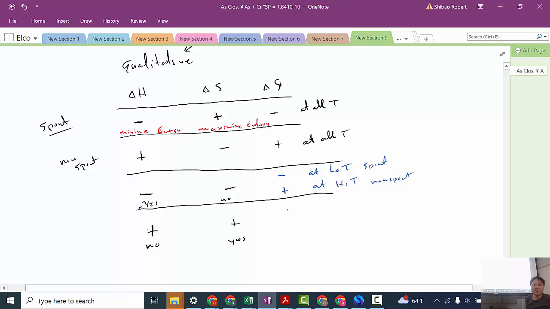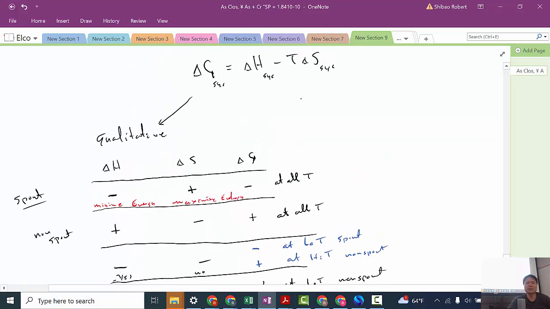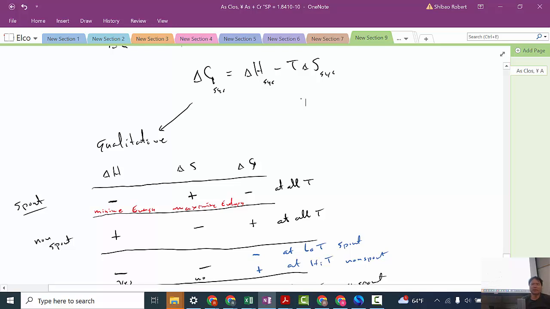Then the opposite thing happens. So this turns out to be non-spontaneous at low temperature. But the entropy is saying yes, so it's going to be spontaneous at high temperature. And this makes more sense when we get some numbers. This is qualitative, so we don't have numbers there, and this is all we can say basically in these scenarios.